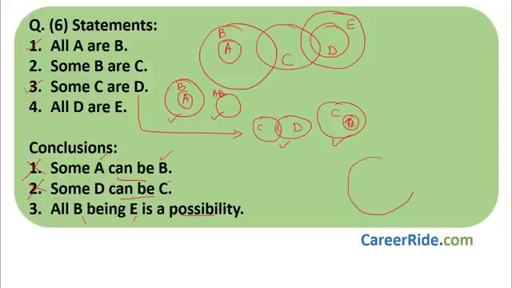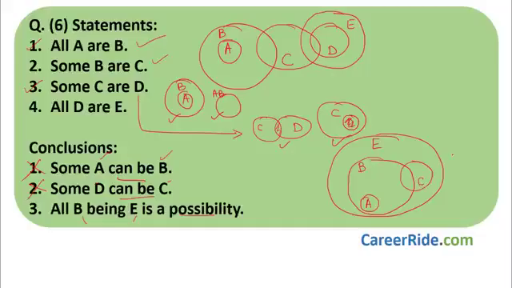Say if we take this as B, and if we take this as E, this is what we talk about, all B being E. Now let us again draw the statements, and see whether this is possible or not, whether all the statements can be drawn. First statement is all A are B. So we draw A over here. Second statement is some B are C. This is B. We draw this, some of the B are C. Third statement, some of the C are D. We draw it.